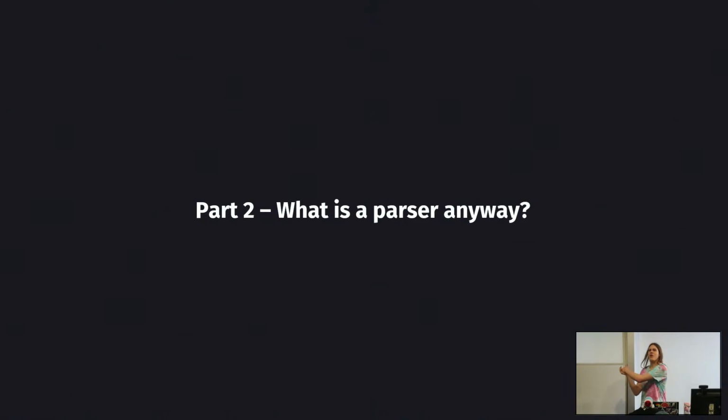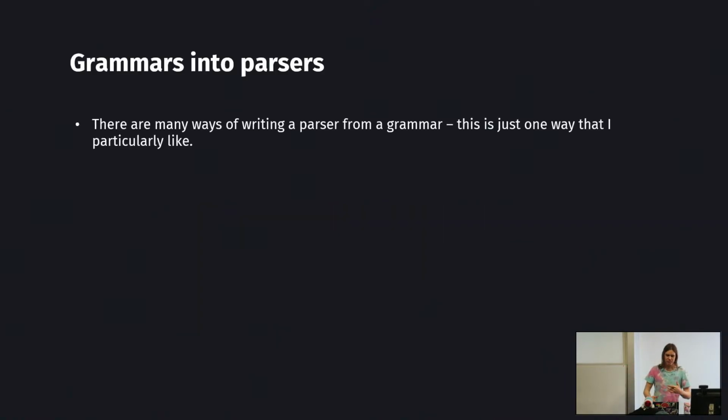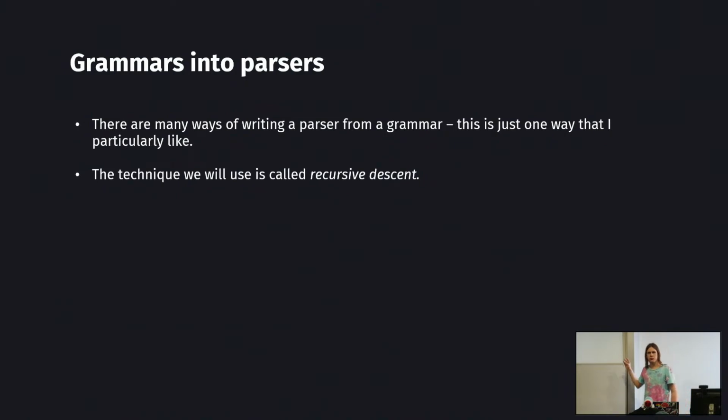Part 2. What is a parser anyway? Well, there are many different ways of writing parsers, and this whole time I've been using the word parser and not really saying what it is. So in the abstract, a parser is a function that takes a string and turns it into something else, and it can fail. And the way that we're going to be doing that is by treating parsers as functions. And this way is called recursive descent. Parser combinators, which we will get to, are a subset of recursive descent. It's backtracking recursive descent.